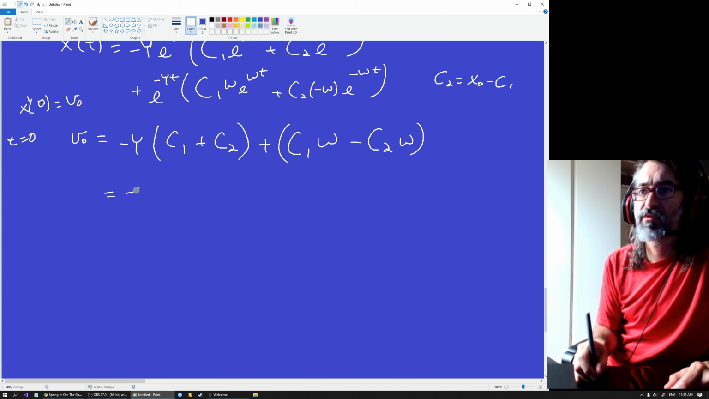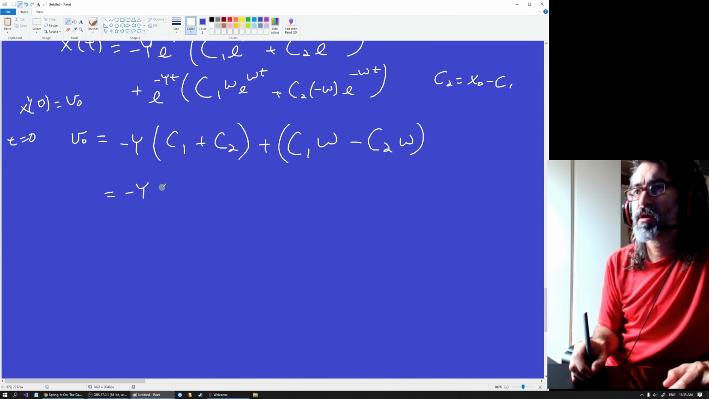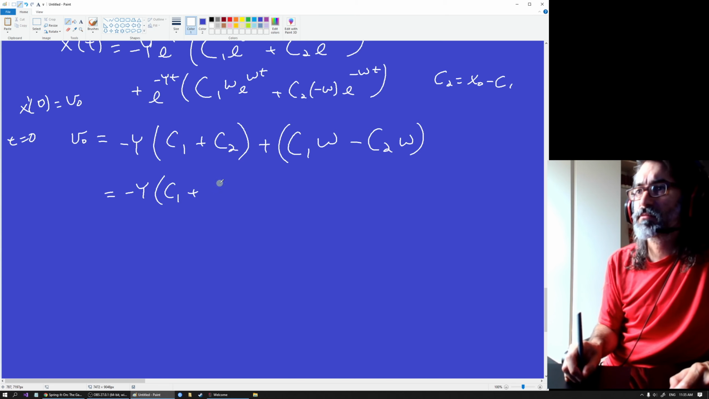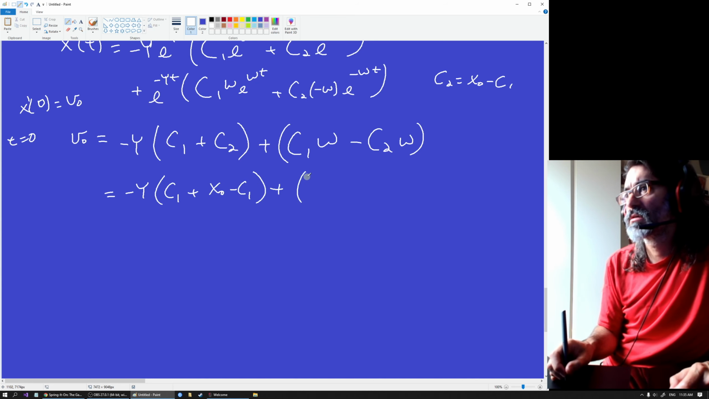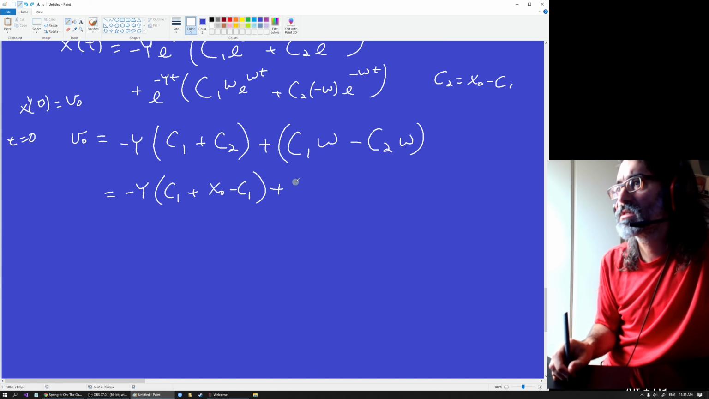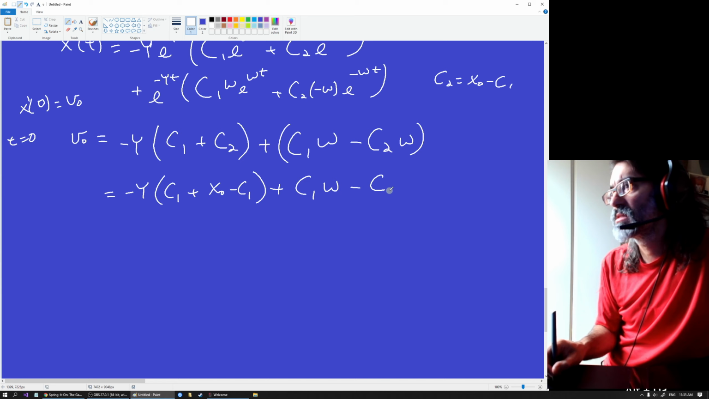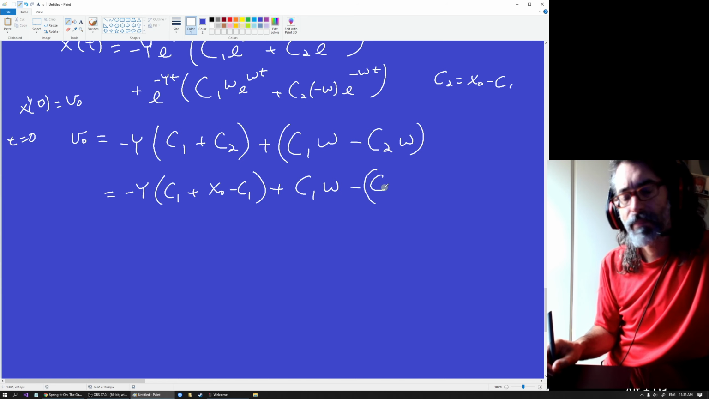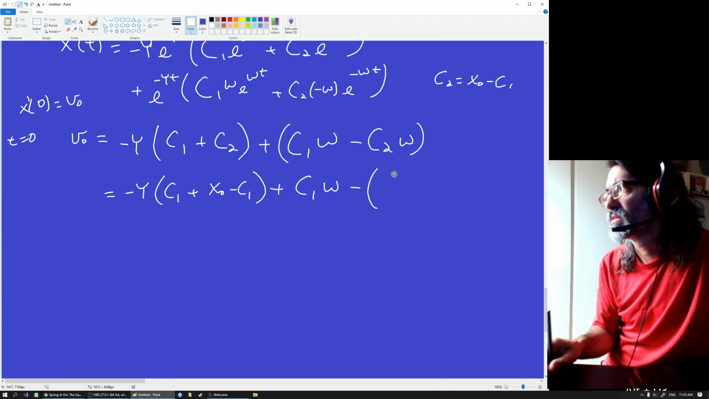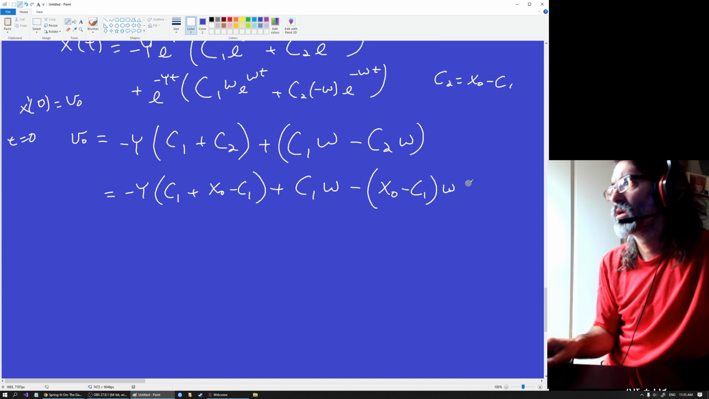Maybe we should have done that before, but whatever. Okay, c1 plus x naught minus c1, x naught minus c1, okay, plus the other one. We don't actually care about the parentheses, c1 minus c2, like this c2 here is now 0 minus c1 w, like this.